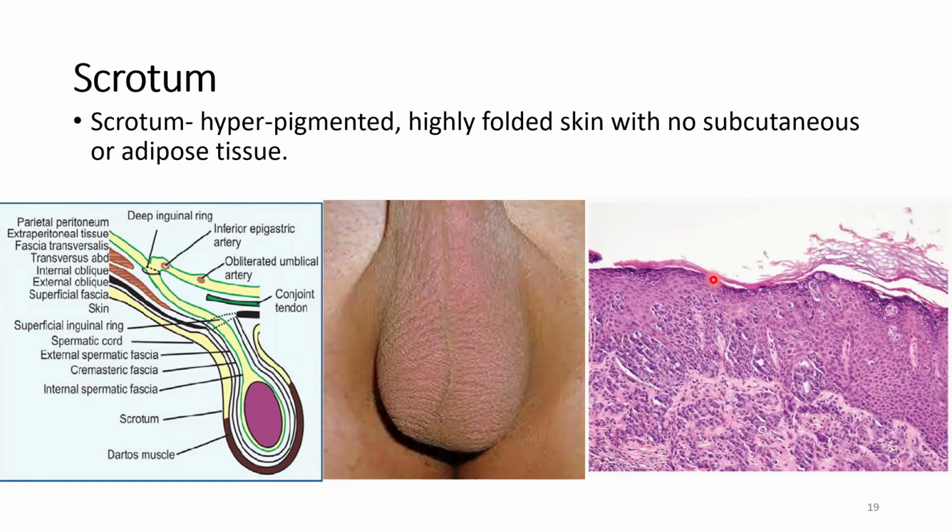Yes. So that's now the whole cross-section of the scrotum. So stratified squamous keratinized epithelium, you can appreciate there. The stratification, the dartos fascia, the dartos muscle is there. Yes, and it's actually a smooth muscle.